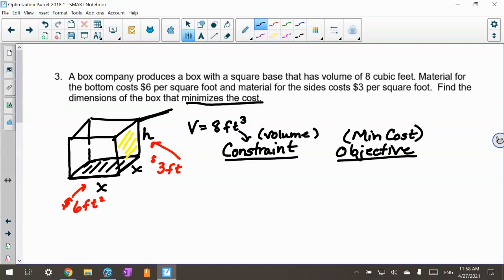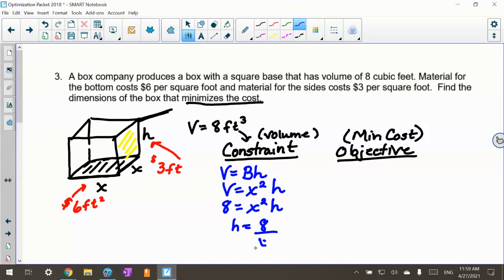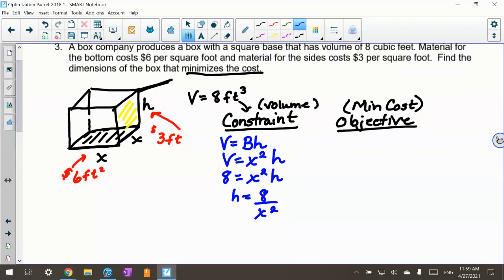Okay. So first of all, let's set up the constraint equation. I know that the volume of a box is the area of the base, that's a big B, times the height. And the base is x squared, according to my picture, because it's a square. And then I know the volume has to equal 8. So this is my constraint equation. Right here, I'm going to solve for h right off the bat because I don't want to solve for x when I put this in my objective equation. I could, but I'd have a square root and the math would be more difficult.